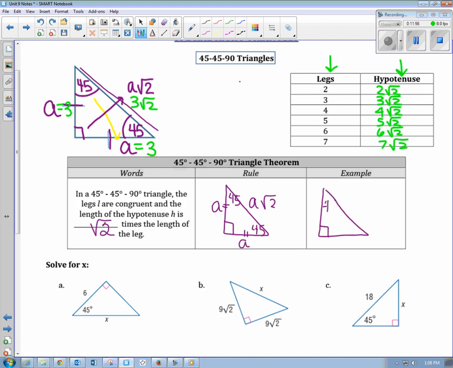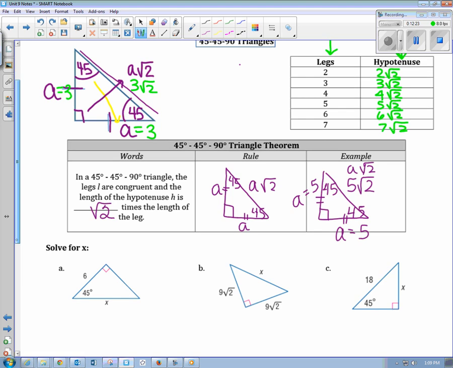If I give you a little example of this, if this is a 45, 45, 90 triangle, these two sides are the same. If I told you that this side was 5 radical 2, that would mean that each of these sides, which are the A sides, would be 5. So if this side is A radical 2, then A must be 5. So let's take a look at a couple of examples here.